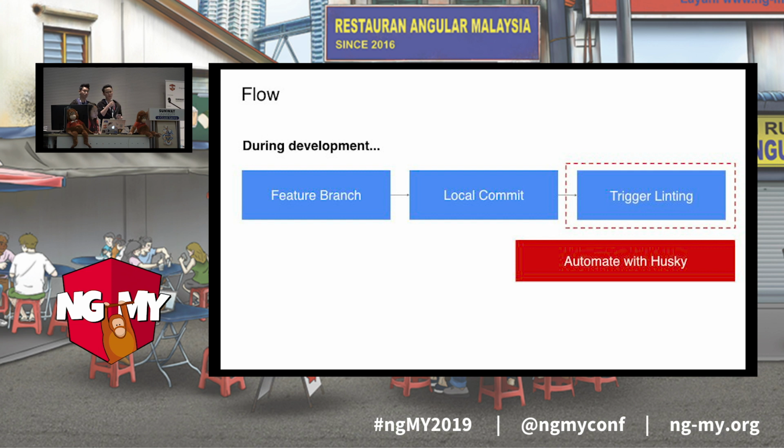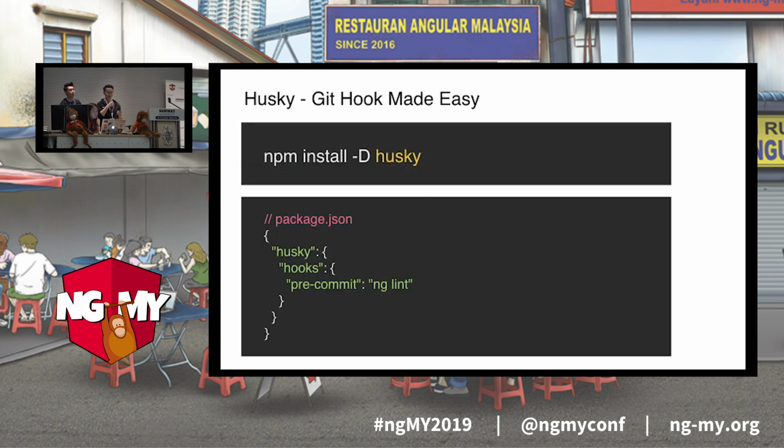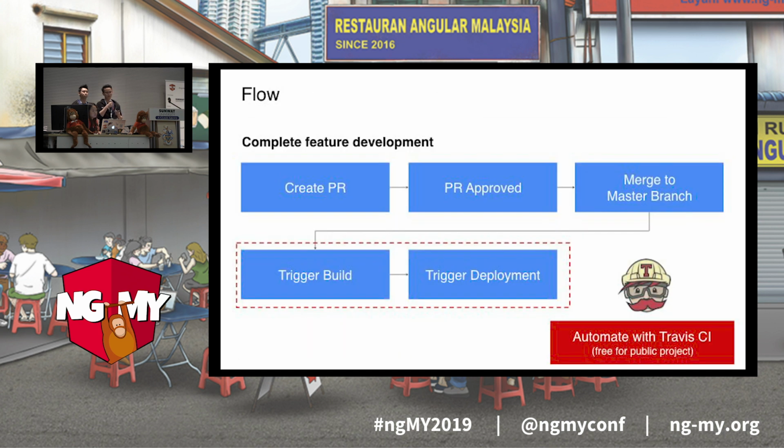Once the feature branch is complete, we do the local commit, and this will trigger the linting. For the automated linting, we are using Husky. Husky basically provides you the hook, which allows you to put a command in pre-commit, and this pre-commit allows you to put your linting command inside it. So this is what it looks like.